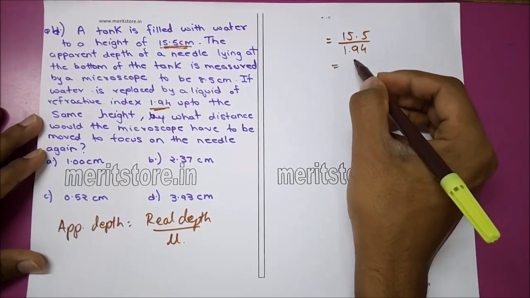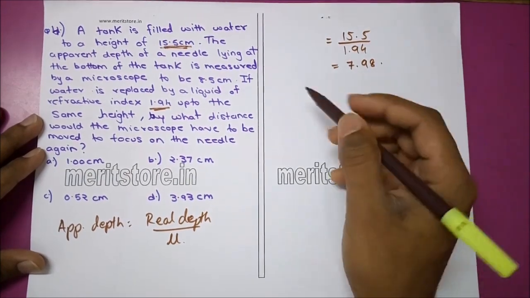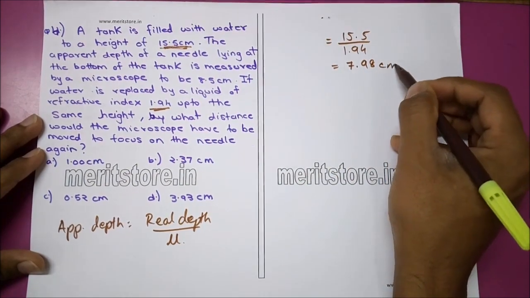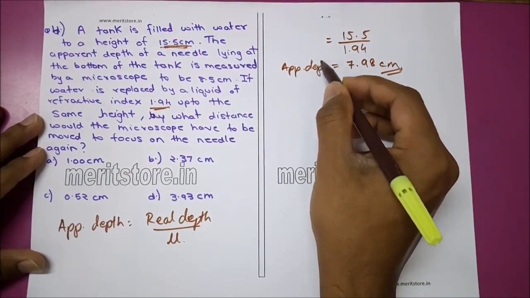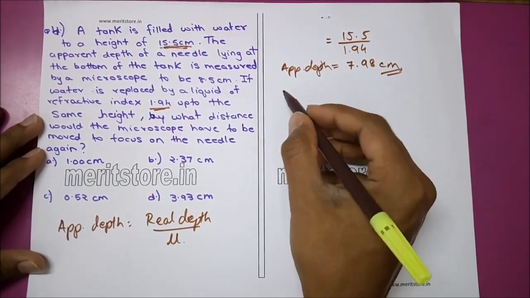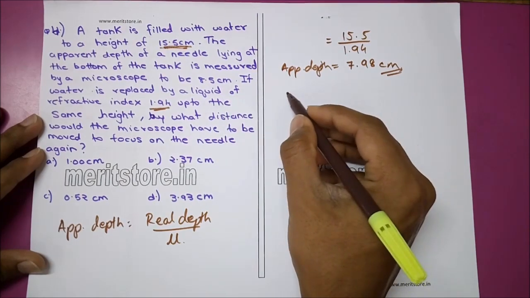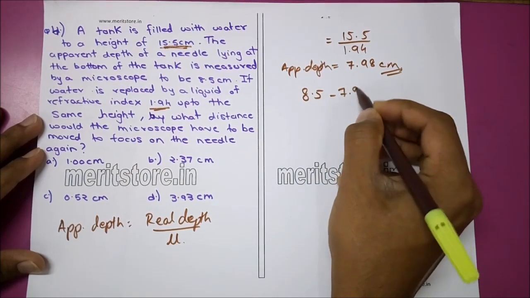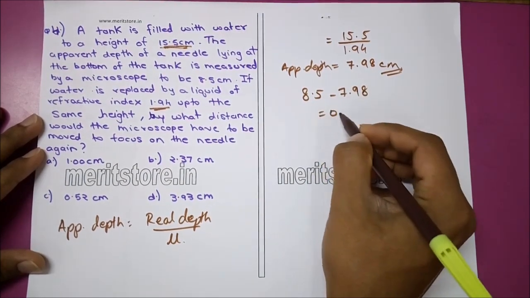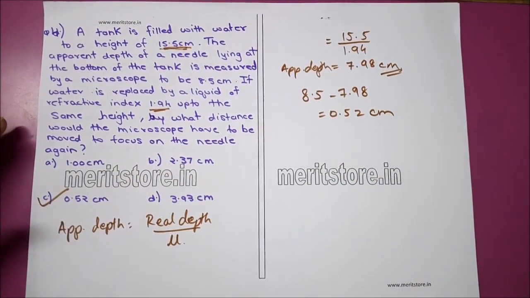So this comes out to be 7.98. So 7.98 centimeters is the apparent depth with the new liquid. So now we have to move the microscope from 8.5 to 7.98. So 8.5 minus 7.98 gives you 0.52 centimeters. Hence option C is the correct answer.